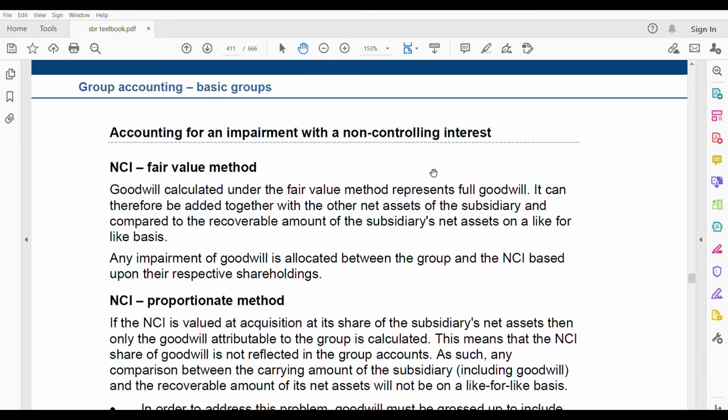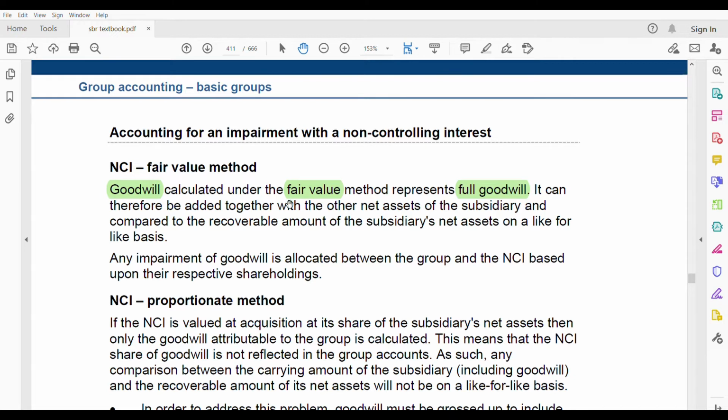Sometimes they might not say fair value. They might tell you to calculate under the full goodwill method. That means fair value only. Make sure that you know those words interchangeably. It's the same thing.